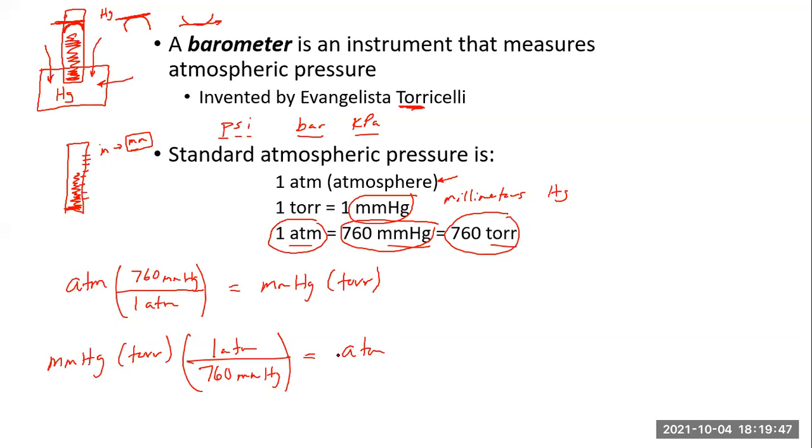We do see it a lot, and we do this conversion a good amount of time. So again, we don't run into too much of the other sort of units here, particularly in this class, but those three for sure. Atmospheres, millimeters of mercury, and torr are definitely three units that we do see a lot. Any questions on that there?